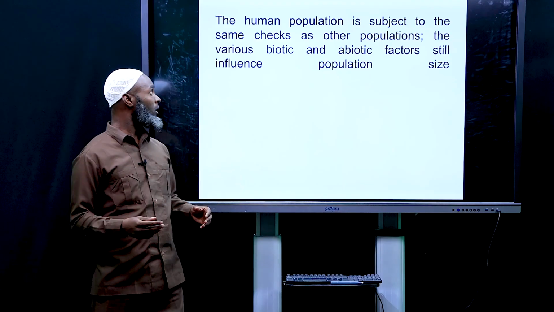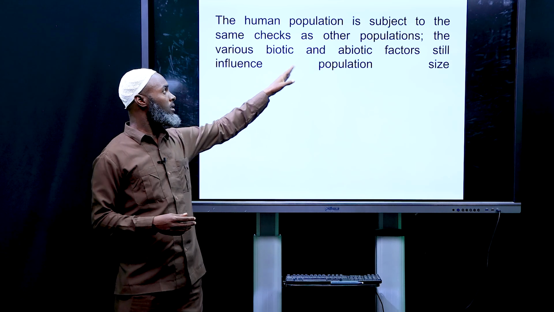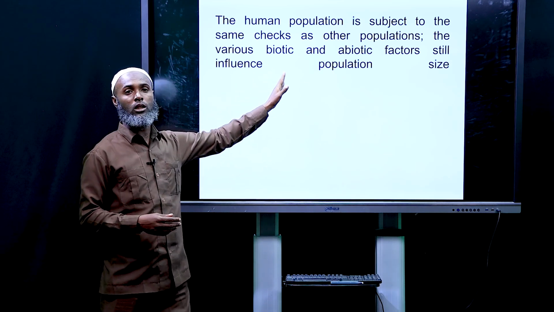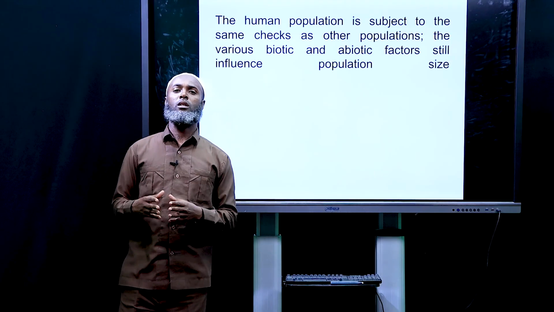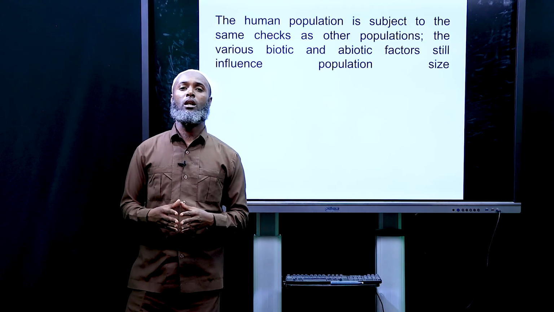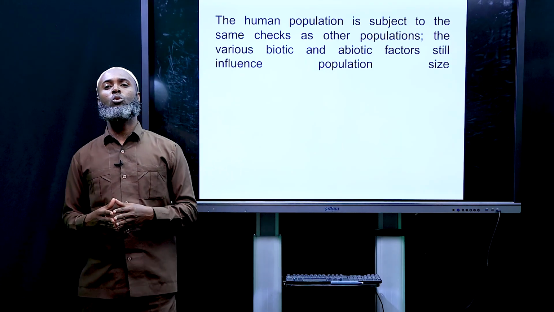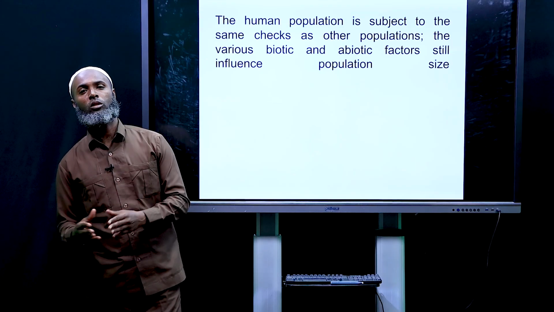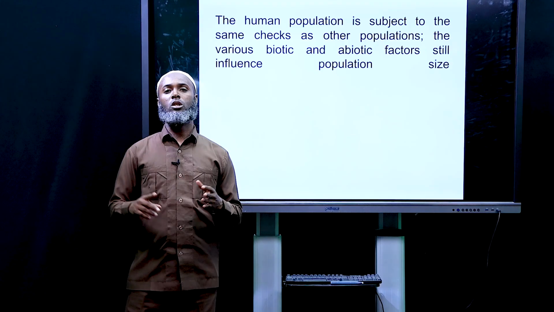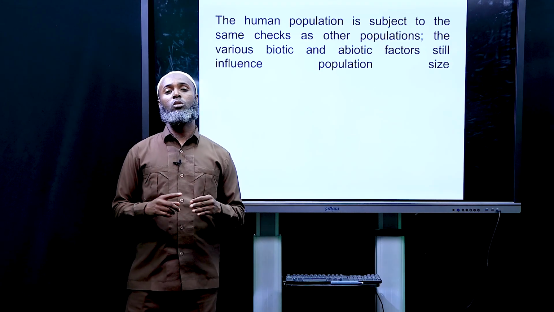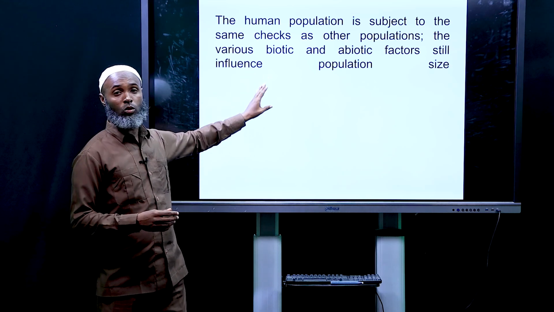Human population growth is subject to the same checks as other populations. The various biotic as well as abiotic factors still influence population size. In the previous lesson, we have seen that biotic factors and abiotic factors can directly affect population size. The same is true for human beings. These biotic factors as well as abiotic factors, such as light, temperature, concentration of carbon dioxide, oxygen concentration, and physical space, can have influence on human population also.